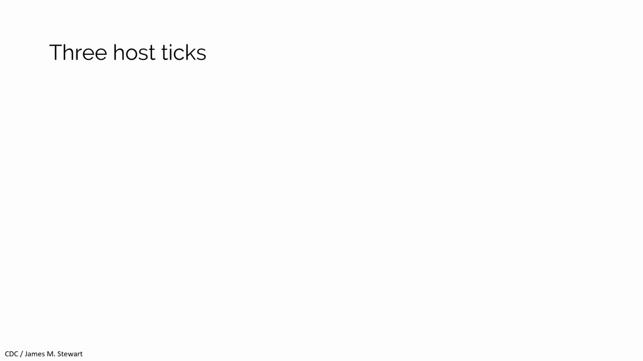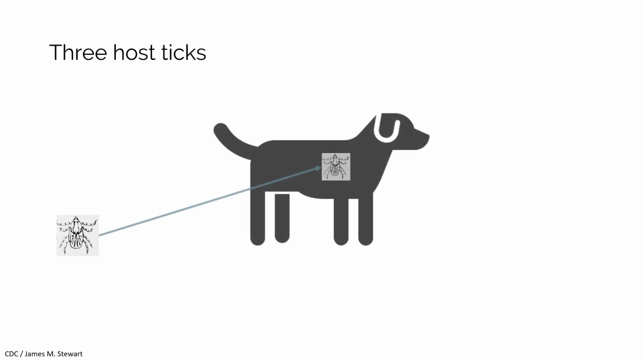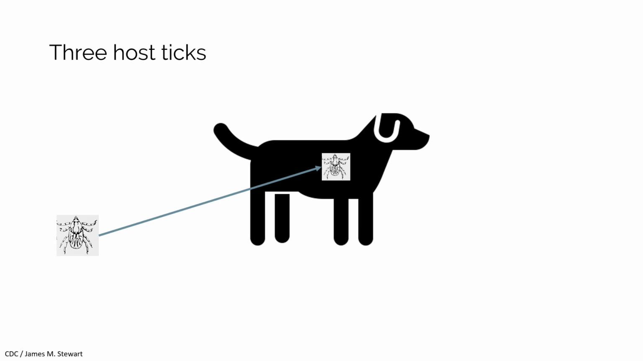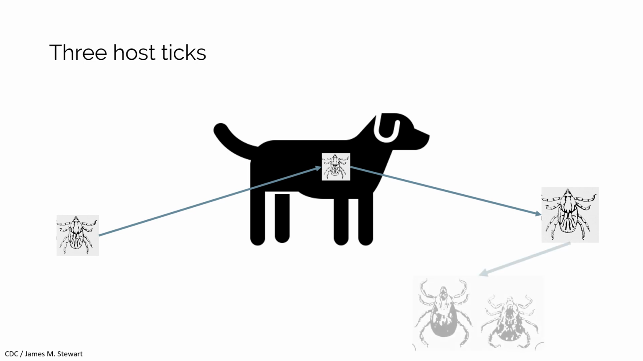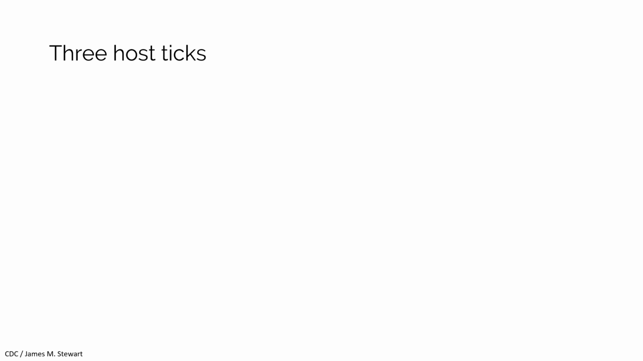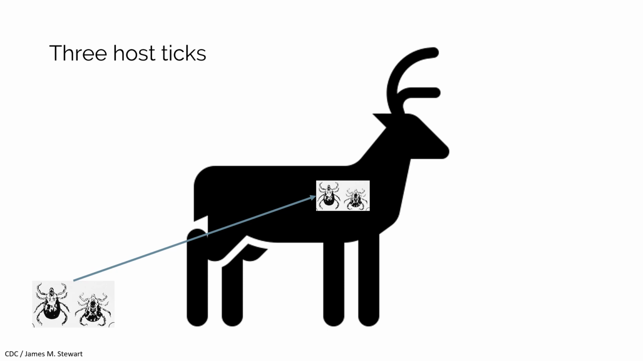Nymphs seek hosts from the leaf litter, and upon finding one, they latch on to blood feed. After feeding to repletion, the nymphs fall off their host and find a safe place to molt into adults. The adults find their third and final host. Once attached, the females take a full blood meal and mate while on the host. Next, they detach from the host and find a place to lay their eggs.